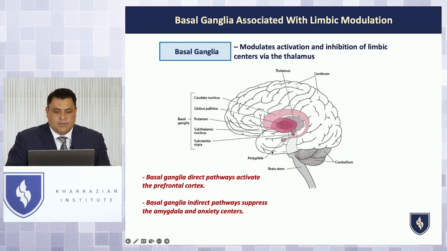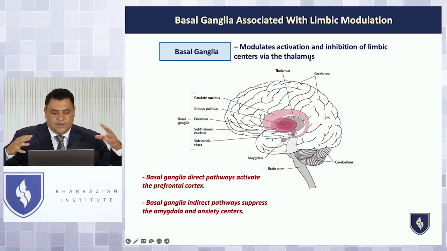Then we have an area within the limbic system that's involved with the basal ganglia. The basal ganglia obviously is involved with other functions too, like sensory pathway integration, motor pathway integration, and limbic route integration. So this modulates activation and inhibition of the limbic system. It kind of calms and modulates everything together.